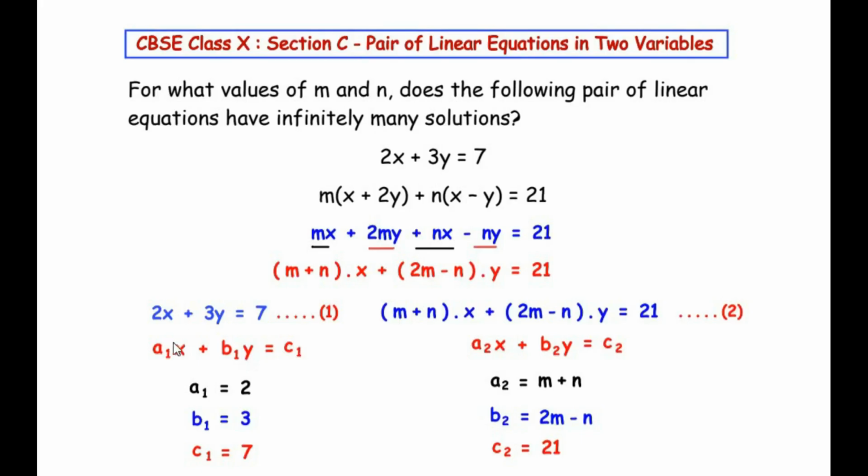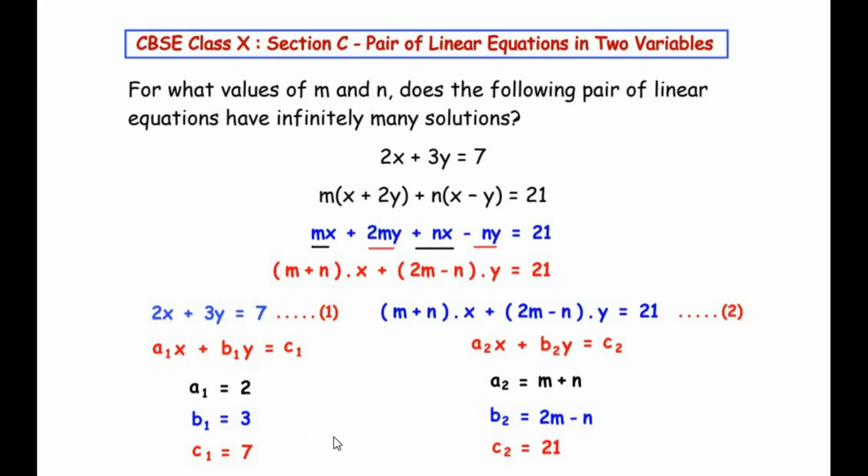Now by comparing these two equations, we can see that the value of a1 is equal to 2 because both are the coefficients of x. The value of b1 is equal to 3 because both are the coefficients of y, and c1 is equal to 7 because both are constants. Similarly, we are going to compare these two equations. The value of a2 becomes m plus n because both are the coefficients of x. The value of b2 becomes 2m minus n because both are the coefficients of y, and c2 is equal to 21 because both are constants.